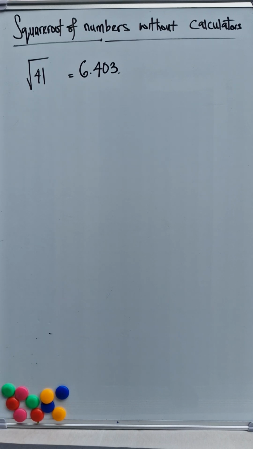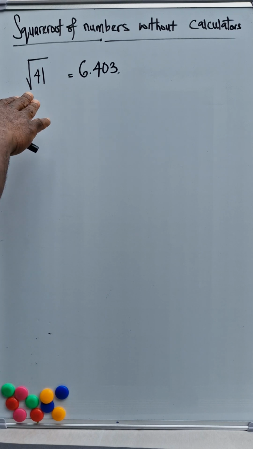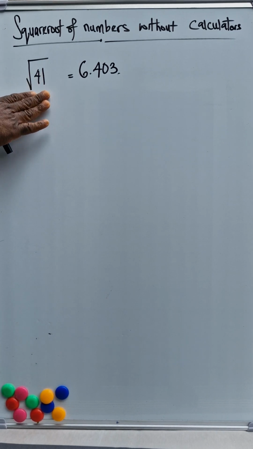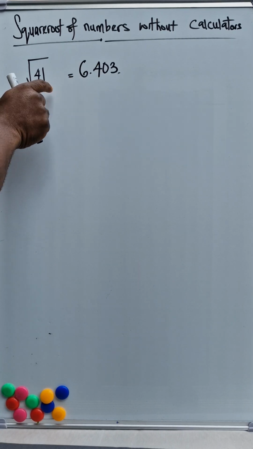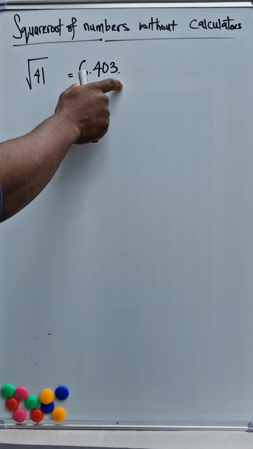Square root of numbers without calculators. So we're going to look at how to find square root of 41 without calculator. So this is square root of 41. This is square root of 41 with calculator. So we're going to look at how we're going to use long division to arrive at this.